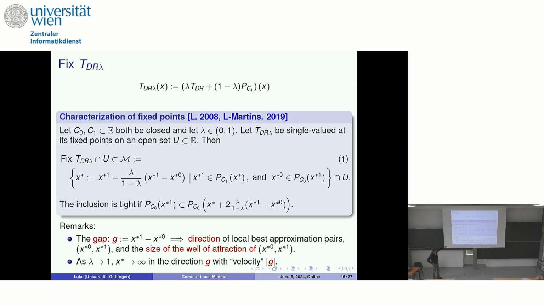Here the gap is the distance between these two shadow points, or the direction of the difference between them. This gives you an idea of not only the direction of best approximation pairs locally, but also the size of the well of attraction. The bigger the gap, the more this point is going to move. And you can control that by this parameter lambda.